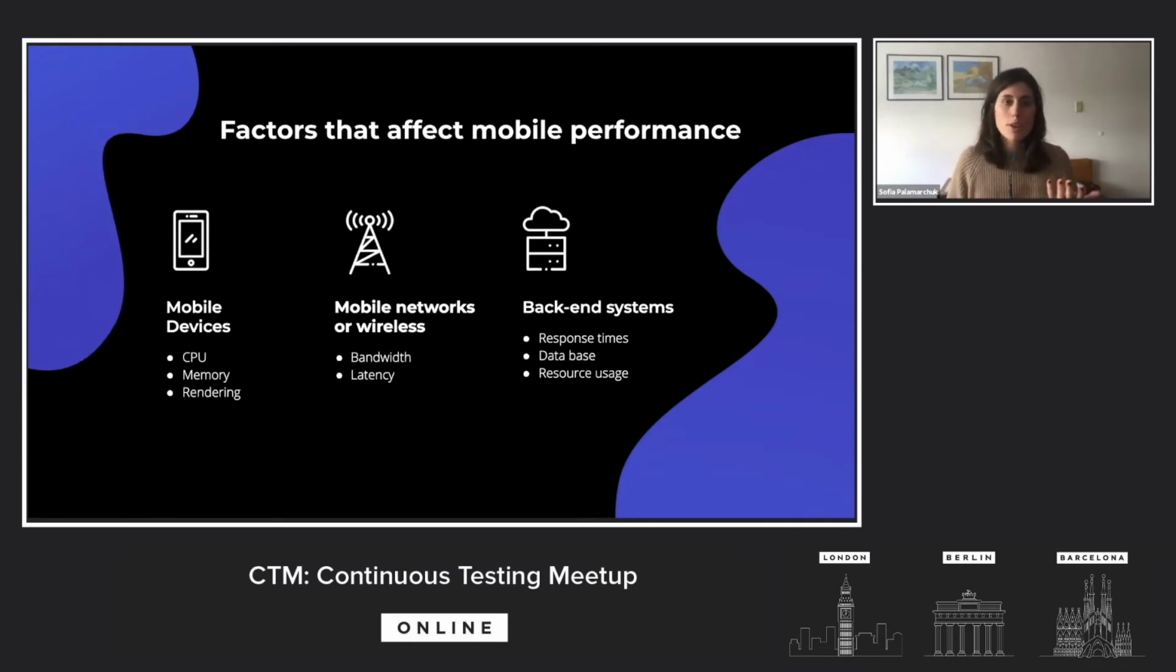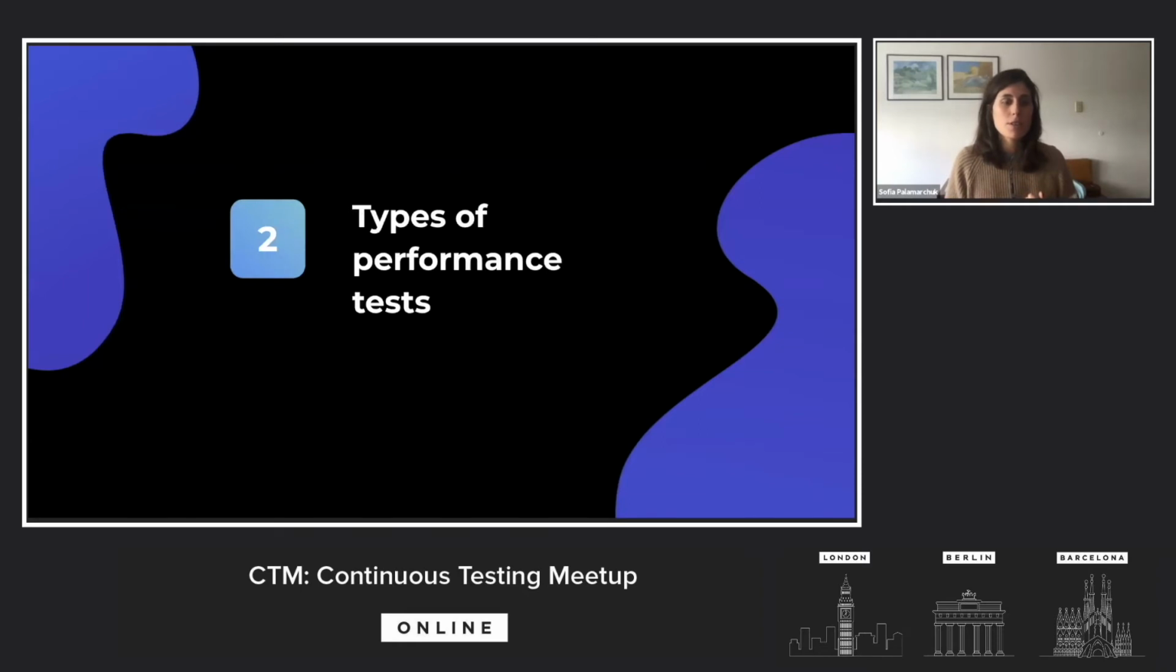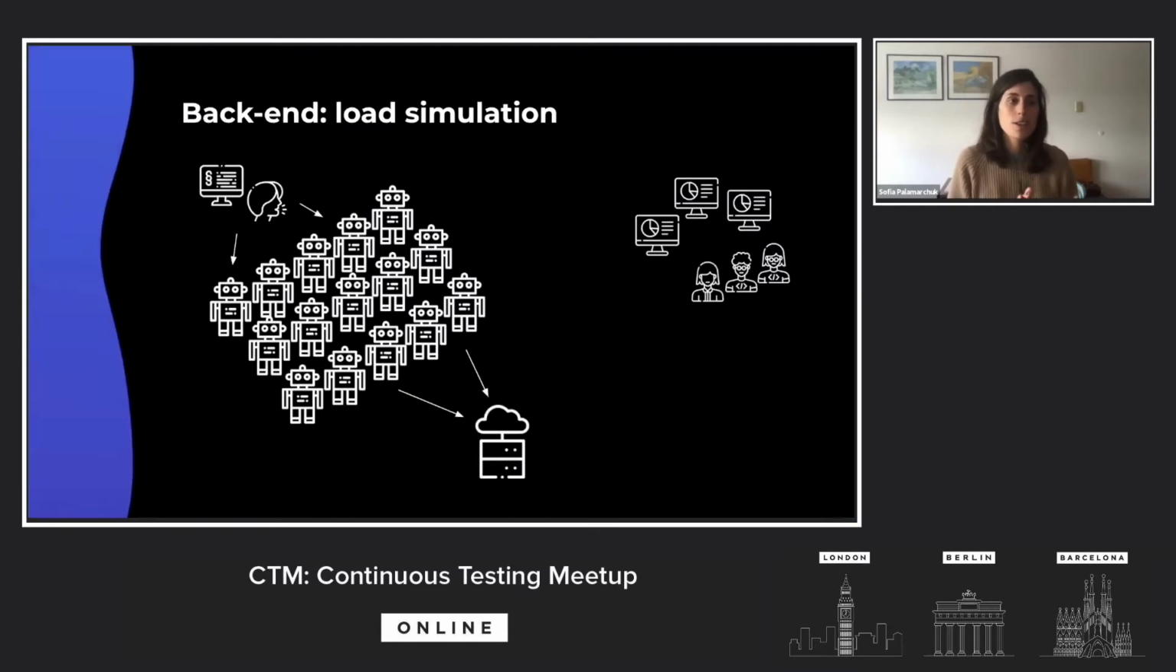So that's why I'm going to talk about the different types of performance tests that we can design and run for each of these factors, and what type of problems and optimizations we can identify. I'm going to get started with performance testing. When we think about performance testing, we typically think about the backend, stressing the systems, doing load tests. And that's exactly what Oksana was mentioning.